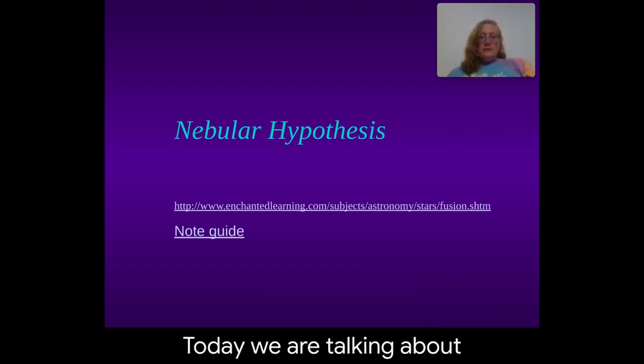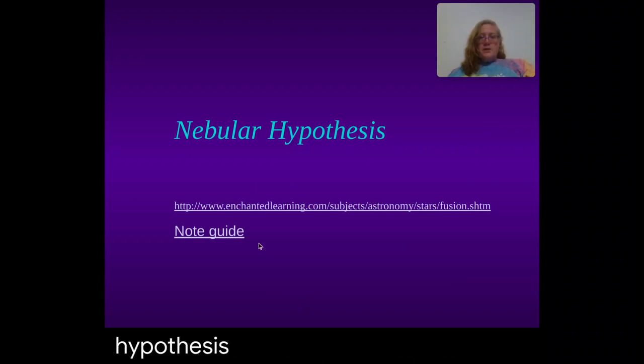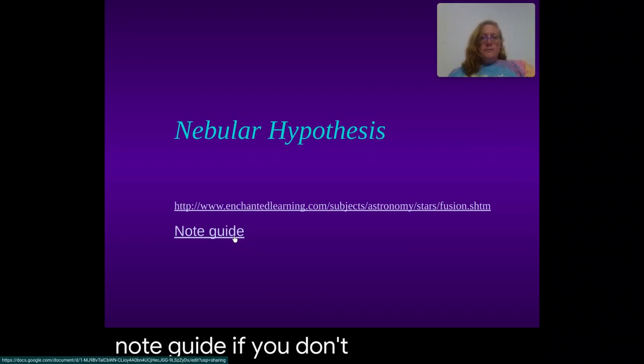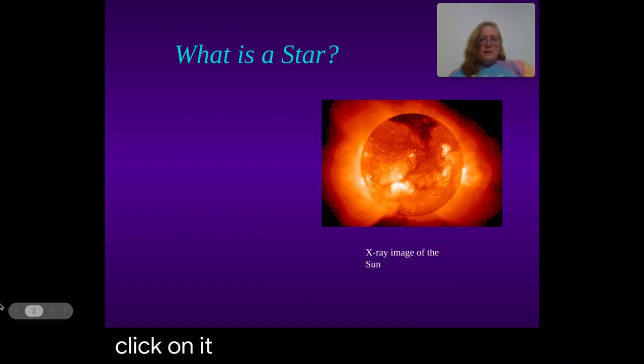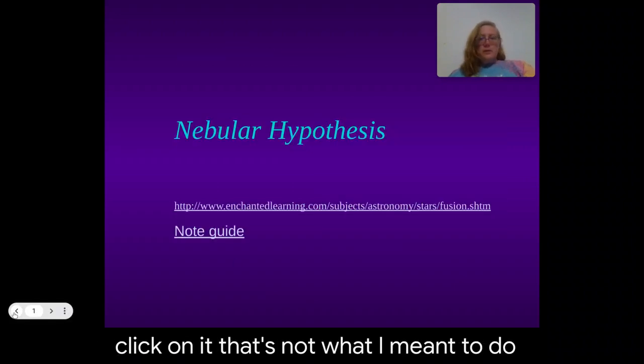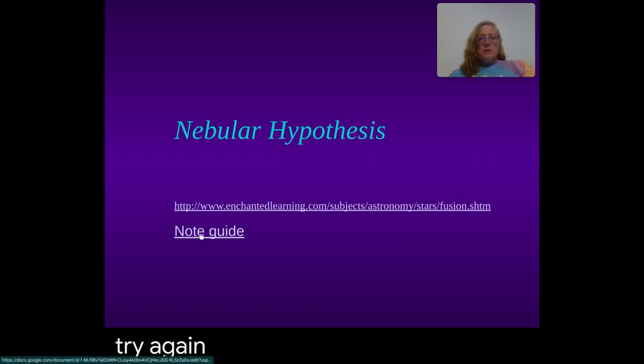Today we are talking about Nebular Hypothesis. Make sure you have the note guide. If you don't, I'll have the note guide down below so you can click on it. Note guide should say Nebular Hypothesis on it.